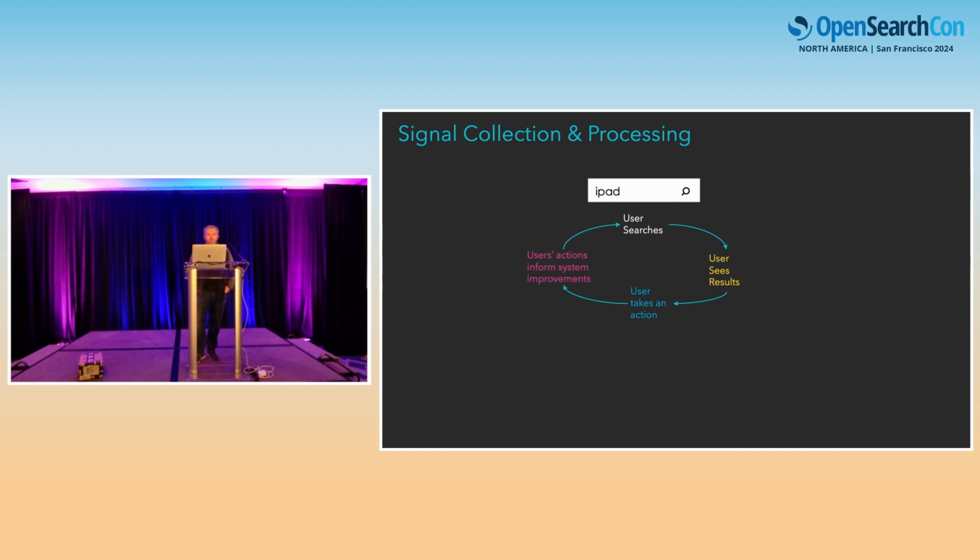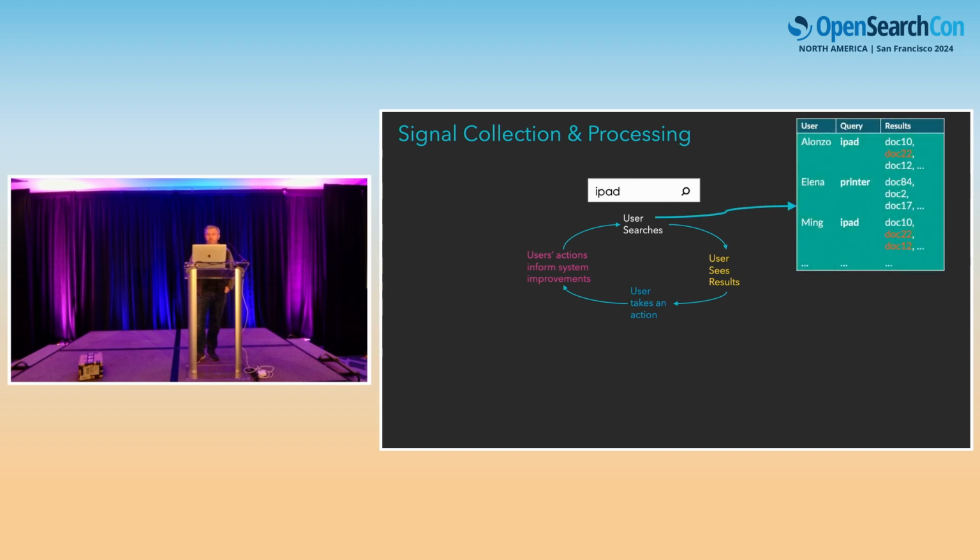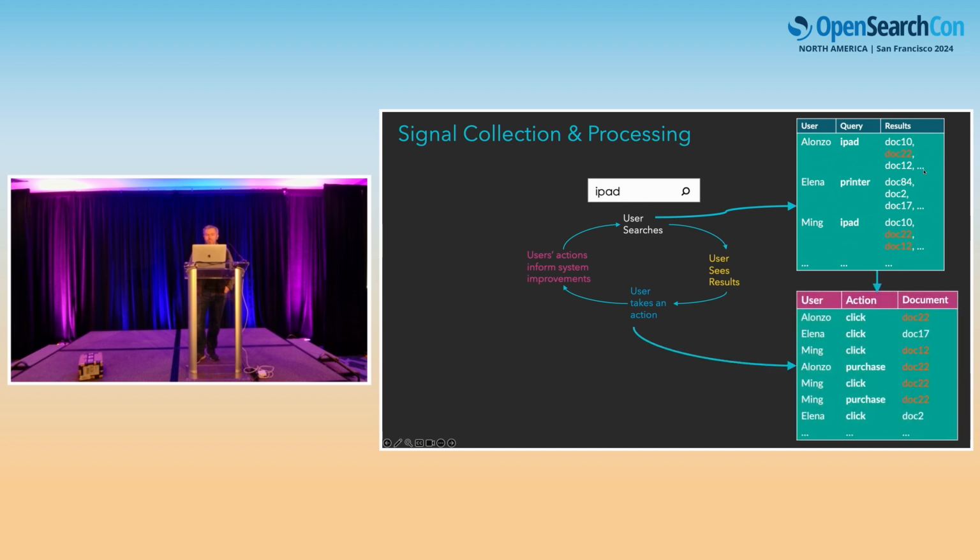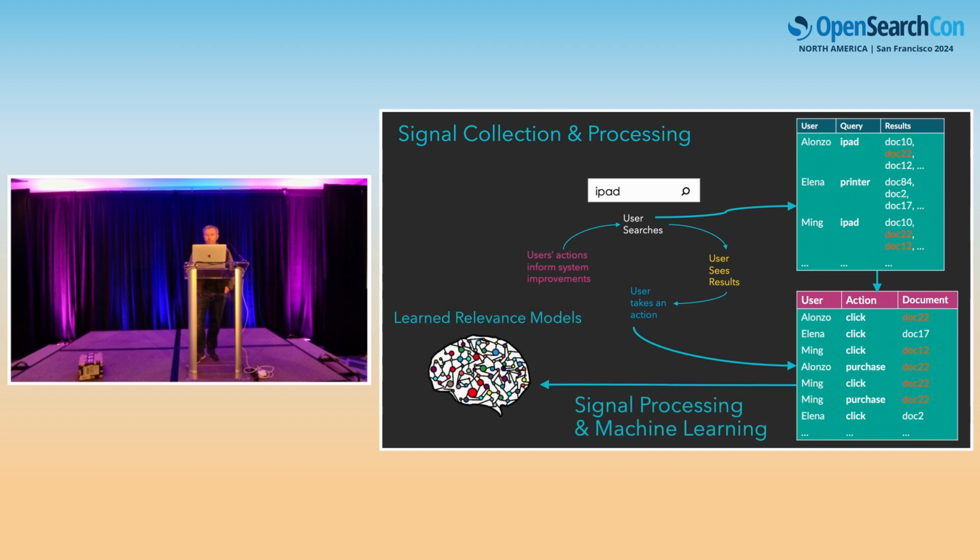In terms of building these models, they typically rely on user behaviors. In this talk, I refer to them as signals. And the idea is that when a user runs a search, for example, iPad here, their data gets collected: who the user was, their ID, the query they ran, the results that they saw, and the order they saw them in. The users then take some action based upon the results they saw. Those actions are also recorded. Signal processing and machine learning can then take place to build all kinds of machine learning models, and then those learned relevance models get pumped back into the system to influence the relevance of future searches.